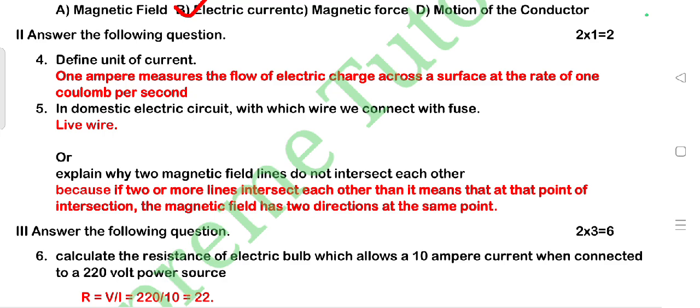Define unit of current. 1 ampere measures the flow of electric charge across a surface at the rate of 1 coulomb per second. Next question, in domestic electric circuit, with which wire do we connect the fuse? Answer is live wire. Or, explain why two magnetic field lines do not intersect each other. Because if two or more lines intersect each other, then it means that at the point of intersection, the magnetic field has two directions at the same time.